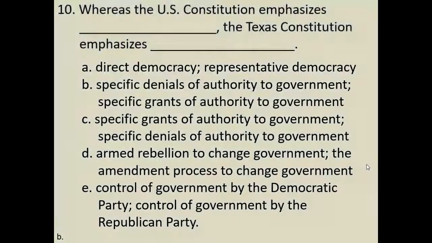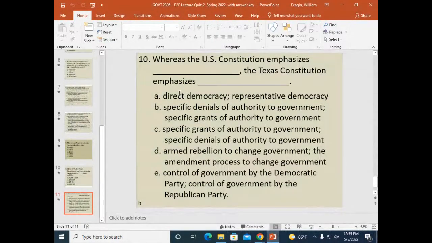whereas the U.S. Constitution emphasizes specific denials of authority, the Texas Constitution emphasizes specific grants of authority. So the implication here is, if it's not specifically denied, government can do it. Does anybody remember the technical term I gave you to suggest that idea? If it's not specifically denied, and there is some reasonable basis in the Constitution, the technical term that I gave was plenary. The powers of the governor are considered to be plenary, P-L-E-N-A-R-Y.